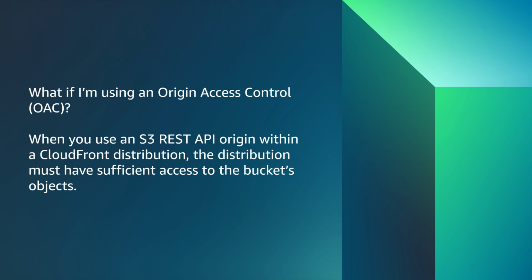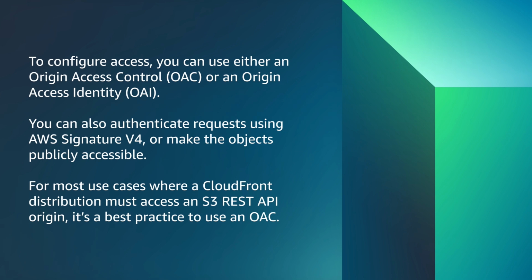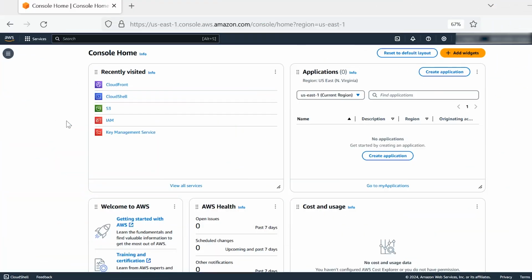When you use an S3 REST API origin within a CloudFront distribution, the distribution must have sufficient access to the bucket's objects. To configure access, you can use either an origin access control, OAC, or an origin access identity, OAI. You can also authenticate requests using AWS Signature V4, or make the objects publicly accessible. For most use cases where a CloudFront distribution must access an S3 REST API origin, it's a best practice to use an OAC. Here's how to create a new OAC in the AWS Management Console.